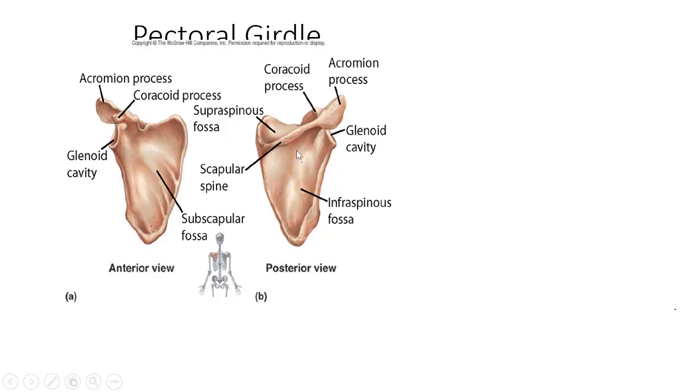Scapula. Scapula is a flat bone. You can see here, it is triangular in form. This is the anterior view and this is the posterior view of the scapula.